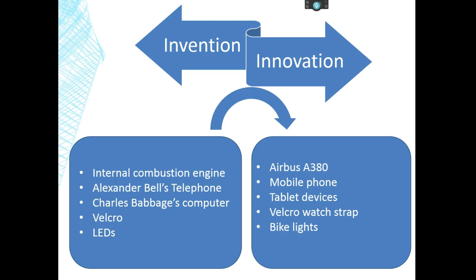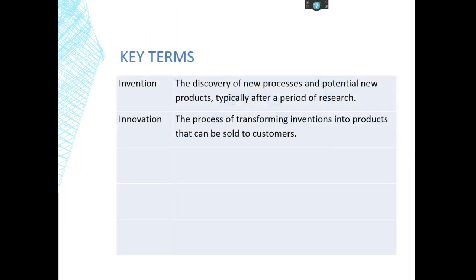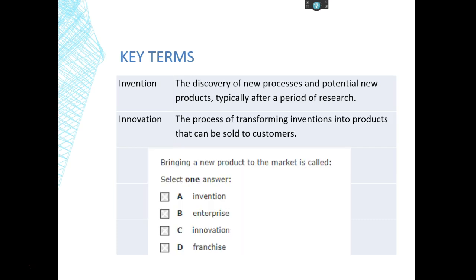In the exam they will play about with the words a little bit, so if we just have a look at the next slide, invention is the discovery of new processes, and innovation is transforming it and selling it to the customers. So a typical question would be, bringing a new product to market is called, and what they're asking there is, is this product being sold? By bringing the new product to market, is it being sold to the customers? If it is, then it's innovation. And the answer to this question was innovation. If they were to say coming up with a new idea is an example of, it would be invention. And they just play about with these definitions a little bit. But as long as you can get in your head invention, coming up with something new; innovation, selling to customers.